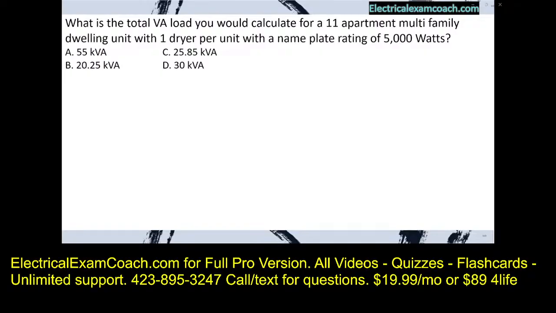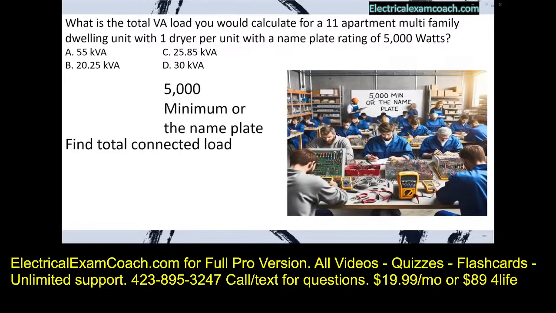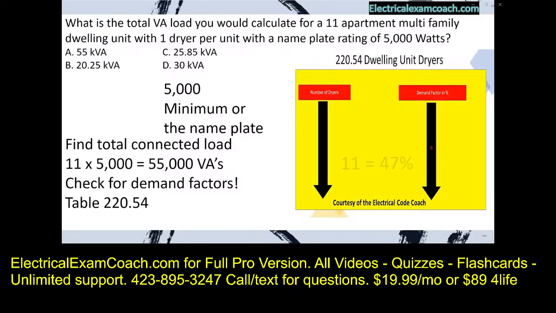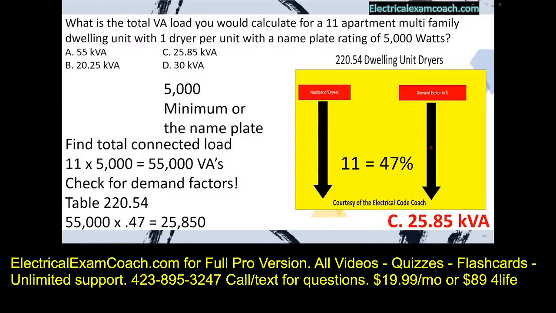What is the total VA load you would calculate for an 11 apartment multifamily dwelling unit with 1 dryer per unit and a nameplate rating of 5,000 watts? First, we're going to find our total connected load. We know that it's a 5,000 minimum or the nameplate, whichever is larger. We take our 11 units, multiplied by 5,000, and that equals 55,000 VAs. Now, we check for demand factors. We head over to table 220.54. When we get there, we find the demand factor for 11 is 47%. So we take our original load, multiplied by the demand factor, and that gives us a new reduced load of 25,850 VAs. And we're going to select C. Great job.